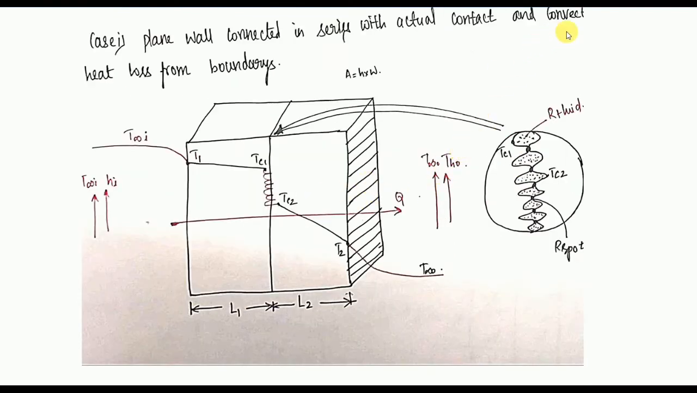When convection comes into the picture, it is the surroundings that come in. You can see T infinity and h_i, these are convective, and this is also convective. Here i means inlet, and here o means outlet, that's all. Here T infinity is termed ambient. I have already explained these things in my previous lectures, I think.